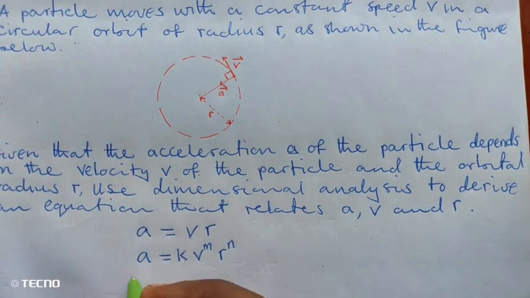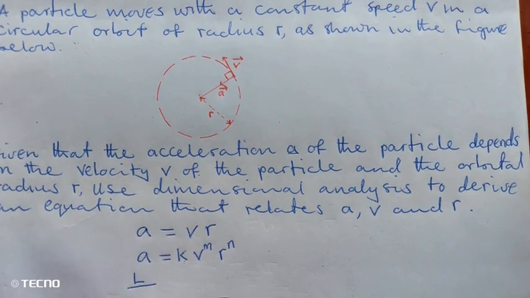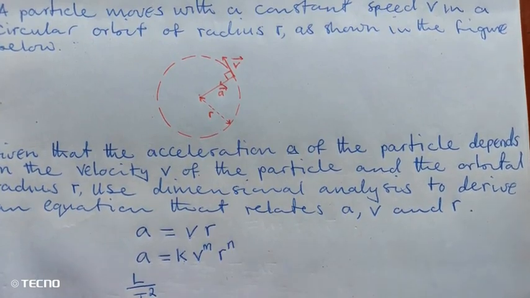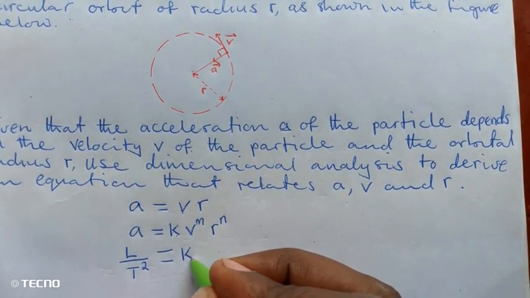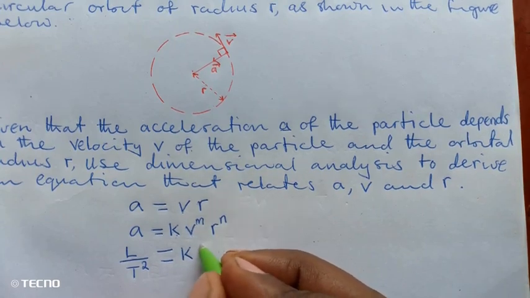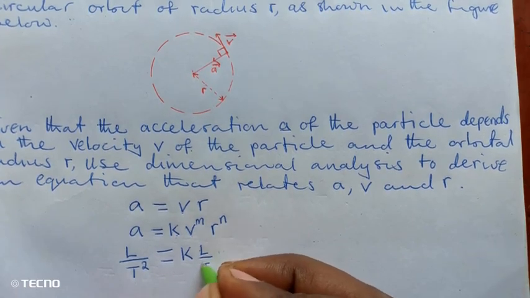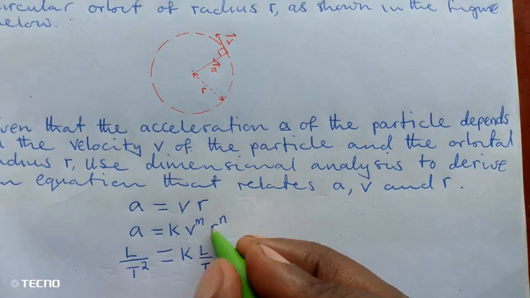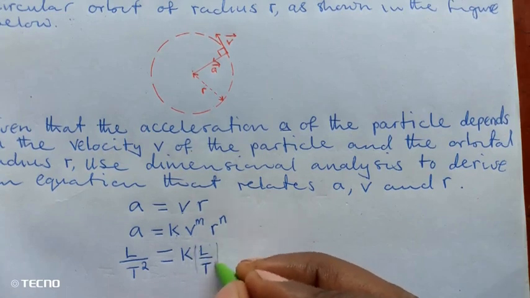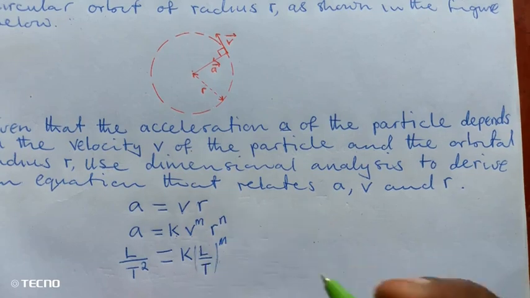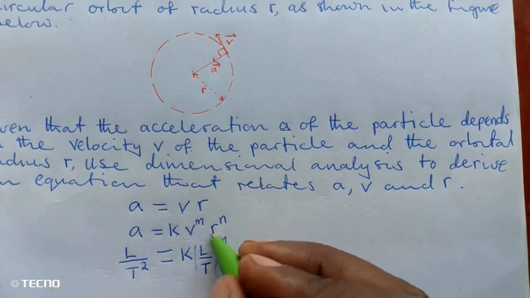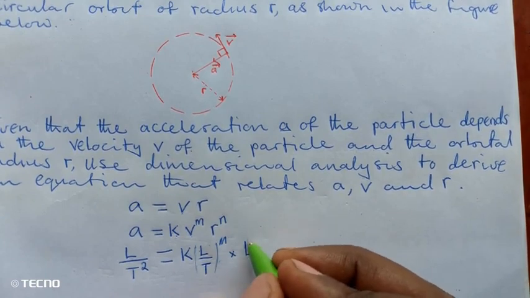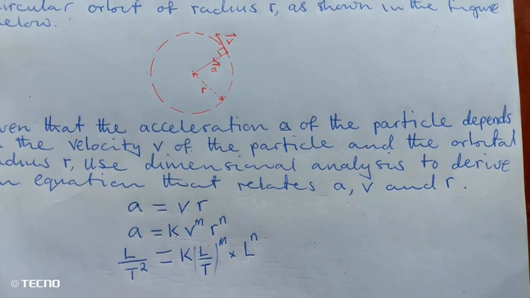What we are going to do here, where there is a, we know this is acceleration, and acceleration we write as L over t squared. So acceleration is equal to, here we've got constant k. Then v we say it's L over t, and there is m, where there is v, and then times again, this one is just a length, which is L to the power n. So this is what we have for now.